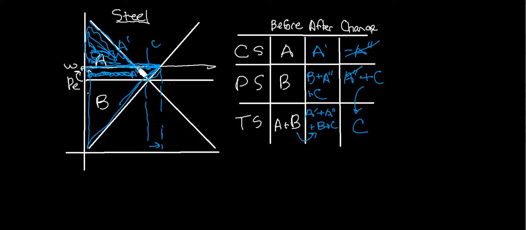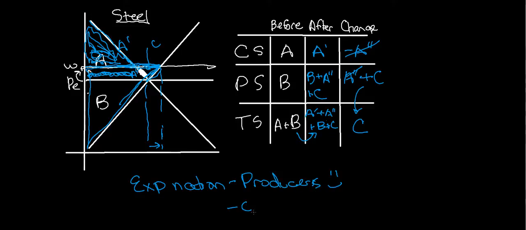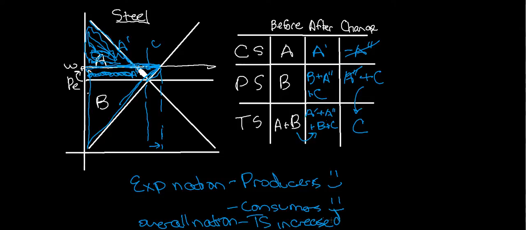Now from this you can tell that from an exporting nation, the producers benefit from higher prices, and the consumers lose out because, well, they don't want to buy the product at such a high price. However, for the overall nation, it is still good because the overall total surplus has increased, meaning that the gains from trade outweigh the losses. So that is why free trade is good.